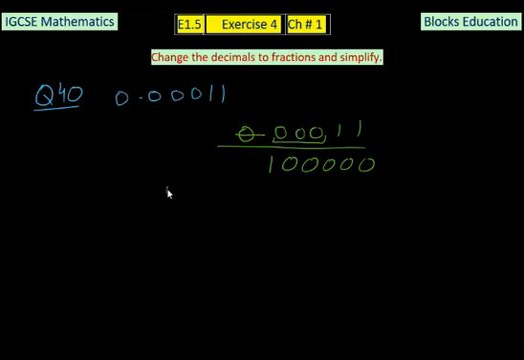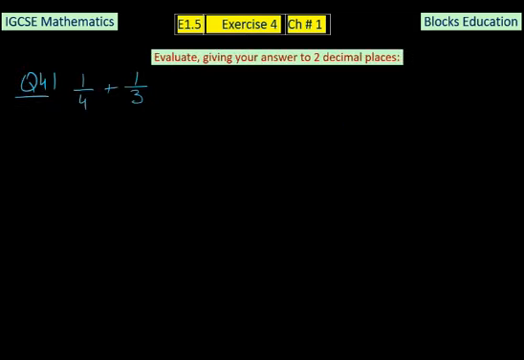So the answer is simply 11 over 1 and 5 zeros, right? So it is 11 over 100,000. So in the next part, question number 41 to 48, it says evaluate giving your answer to 2 decimal places. So it means that whatever answer you have, you have to write this answer in decimal places, and it should be up to 2 decimal places. So let's start solving it.